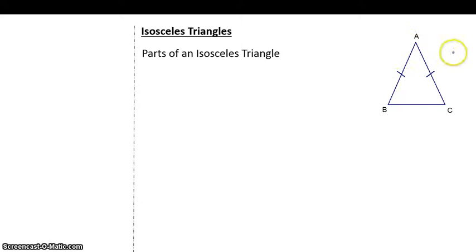And now this picture here, I'm going to refer back to as an example of the different parts. We've got four parts of an isosceles triangle that you need to know. The first one is the legs, and the legs are the two congruent sides. So in my picture, that would be segment AB and segment AC.